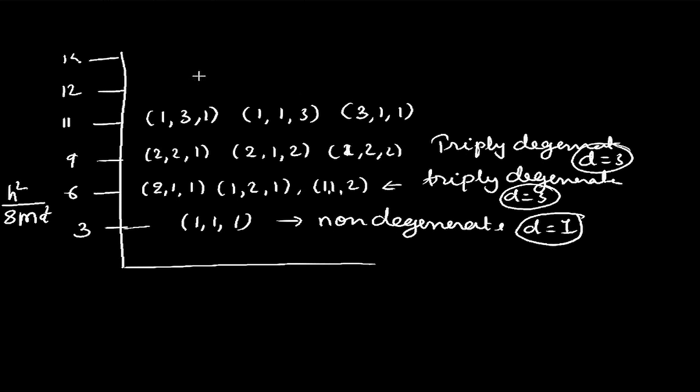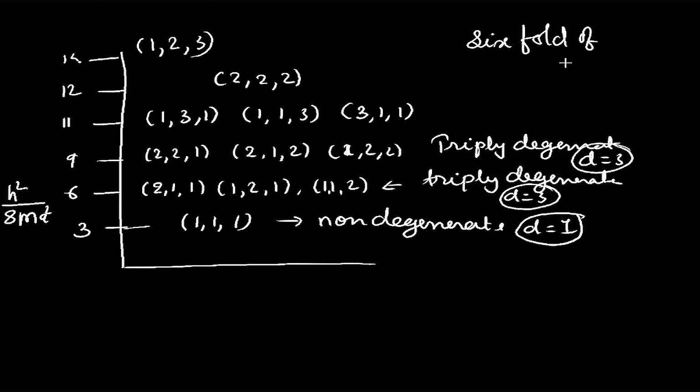The next energy level, the quantum numbers are 222, and this is again singly degenerate. And after that we have 1 2 3, and this energy level has a 6-fold degeneracy, that is, the degeneracy of this energy level is 6.